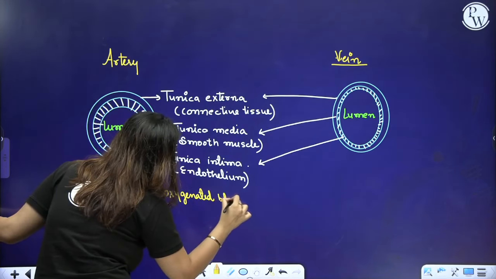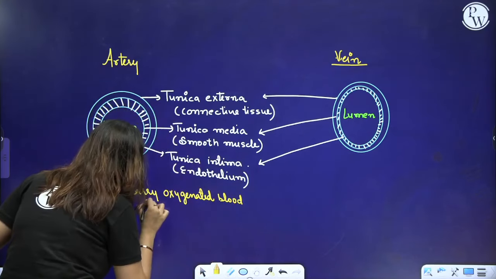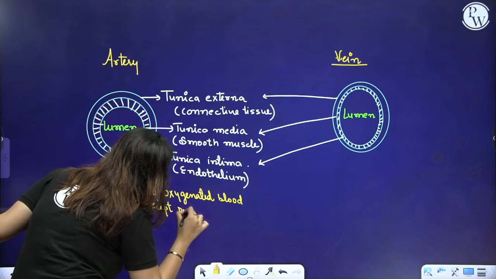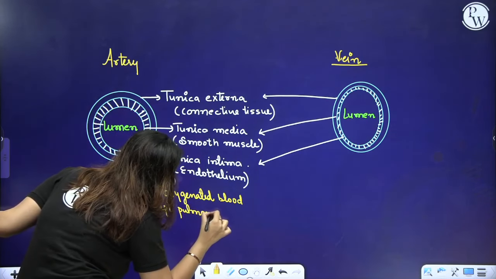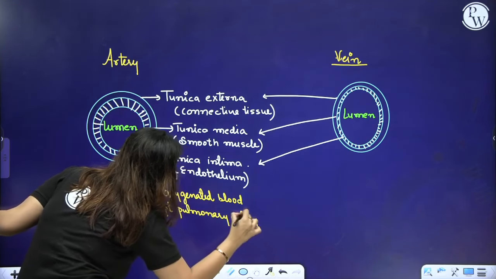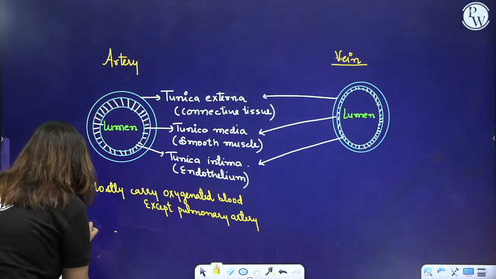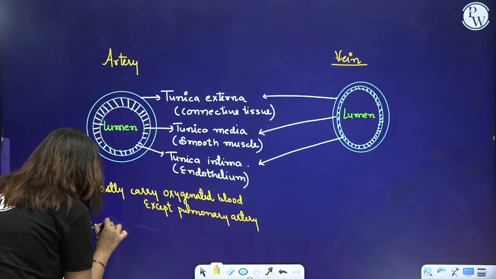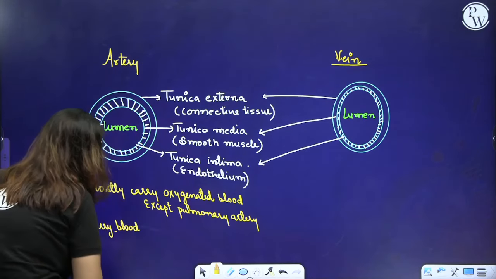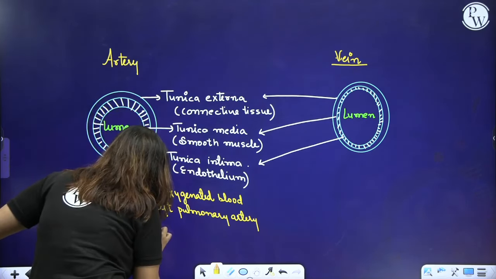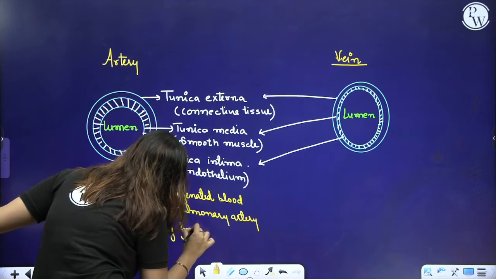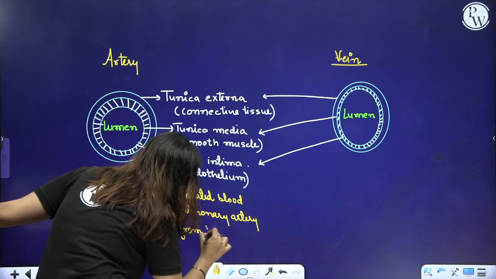Oxygenated blood. We have an exception also, except pulmonary artery, which carries deoxygenated blood. Right? Now, what else? They carry blood away from heart. They always carry blood away from heart.